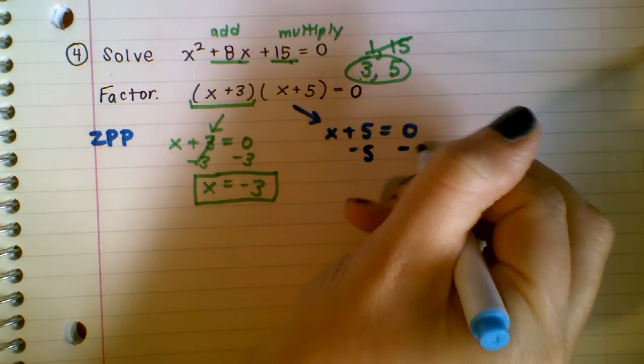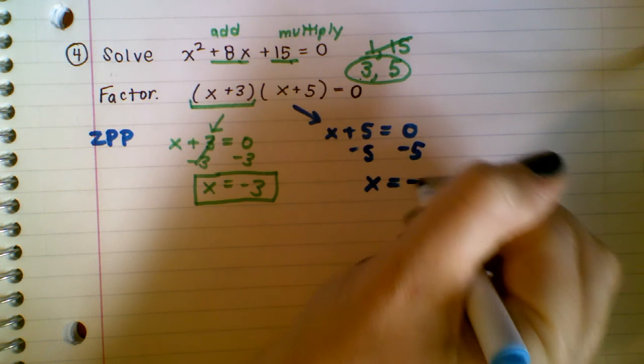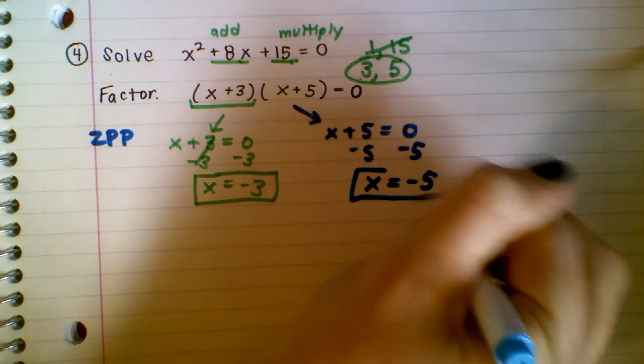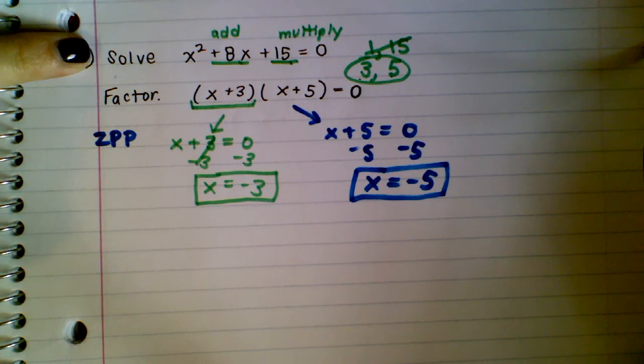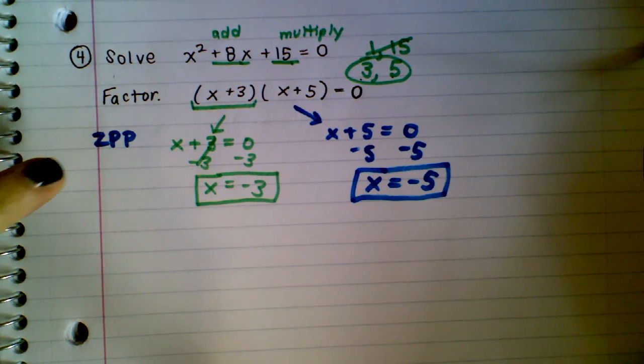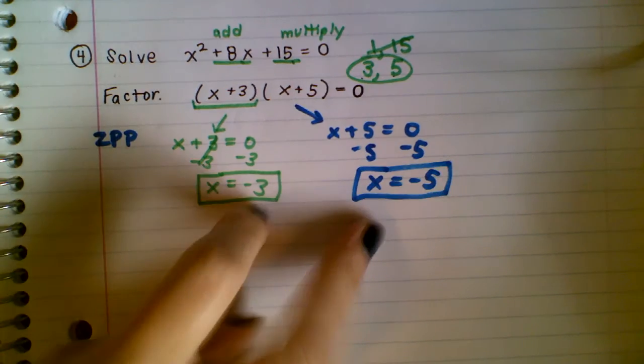X plus 5 equals 0. Subtract 5 from both sides. And we get x equals negative 5 for my second and final solution. So we just solved this quadratic by factoring and using the zero product property to get our two solutions.